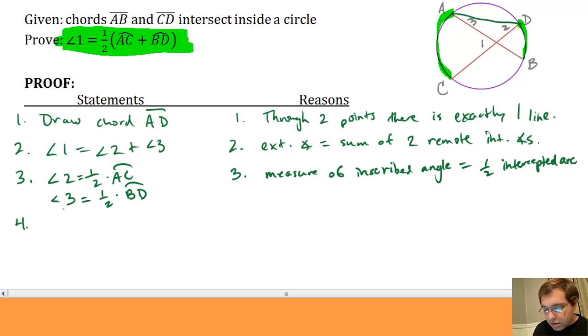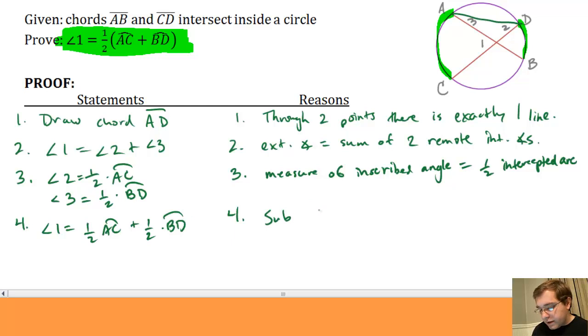Okay? But we said angle 1 was angle 2 plus angle 3. So angle 1 then is half of arc AC plus half of arc BD, just by substituting half of AC in for angle 2 and half of BD in for angle 3. So that is the substitution property.